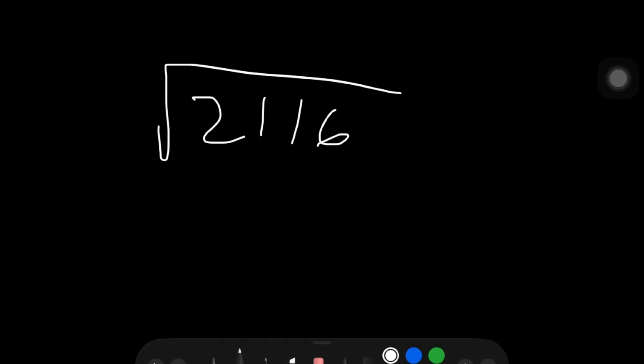Let's say some guy comes up to you and says, solve the square root of 2116 without a calculator and paper and pencil in 3 minutes. You might think, how do I do that exactly? Well, here are the steps.